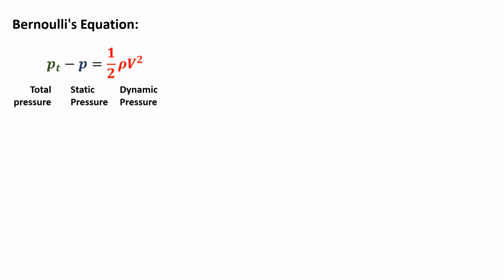And the next question now is how do we measure the airspeed? It's based on Bernoulli's equation. We can see the first term, PT, is the total pressure, P is the static pressure, and on the right-hand side, half rho V squared is called the dynamic pressure. We have actually seen this Bernoulli's equation in aerodynamics or fluid mechanics.